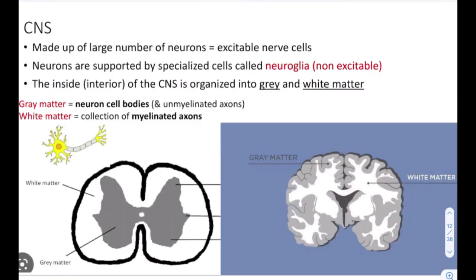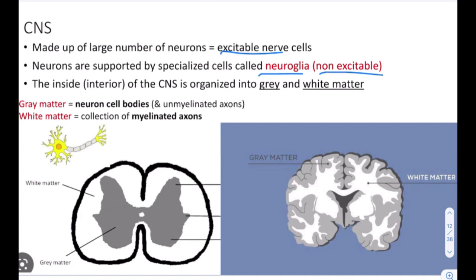Okay, so the CNS, the central nervous system, is made up of a large number of neurons, billions of neurons, which are excitable nerve cells. The neurons are supported by specialized cells called neuroglia or glial cells. However, they are not excitable. And we'll talk about the neuroglia in upcoming slides as well.